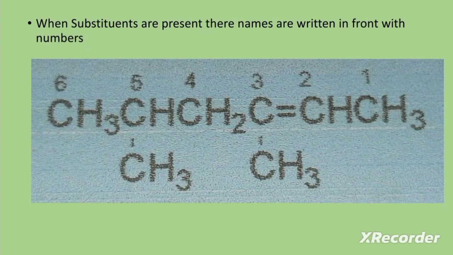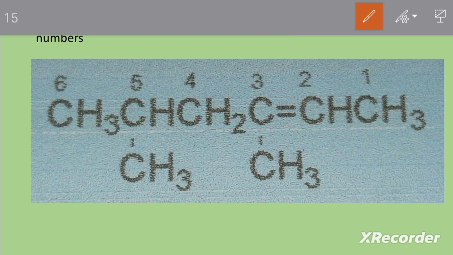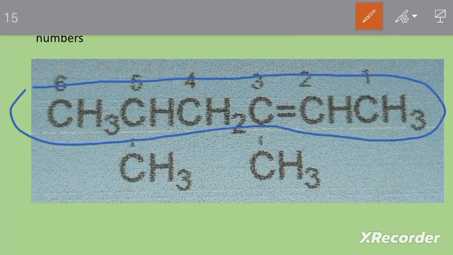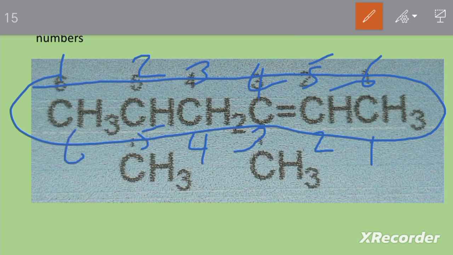When substituents are present, their names are written in front of the numbers. So we will see the naming method of this hydrocarbon. The longest hydrocarbon chain containing the double bond is this. And I can number it like this: 1, 2, 3, 4, 5, 6. And from this direction, 1, 2, 3, 4, 5, 6.